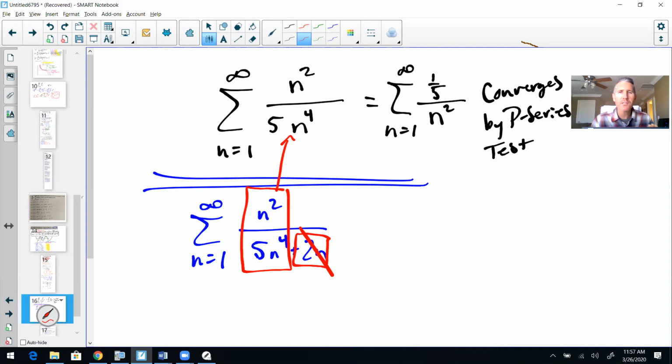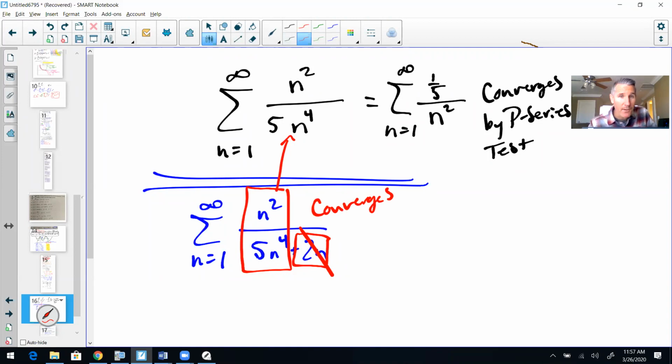I'm totally oversimplifying this, but basically what I'm saying is, if you have a polynomial over another polynomial, you look at the dominant term over the dominant term, and that's what we base our decision on whether it converges or not. So this guy would converge. So this converges.